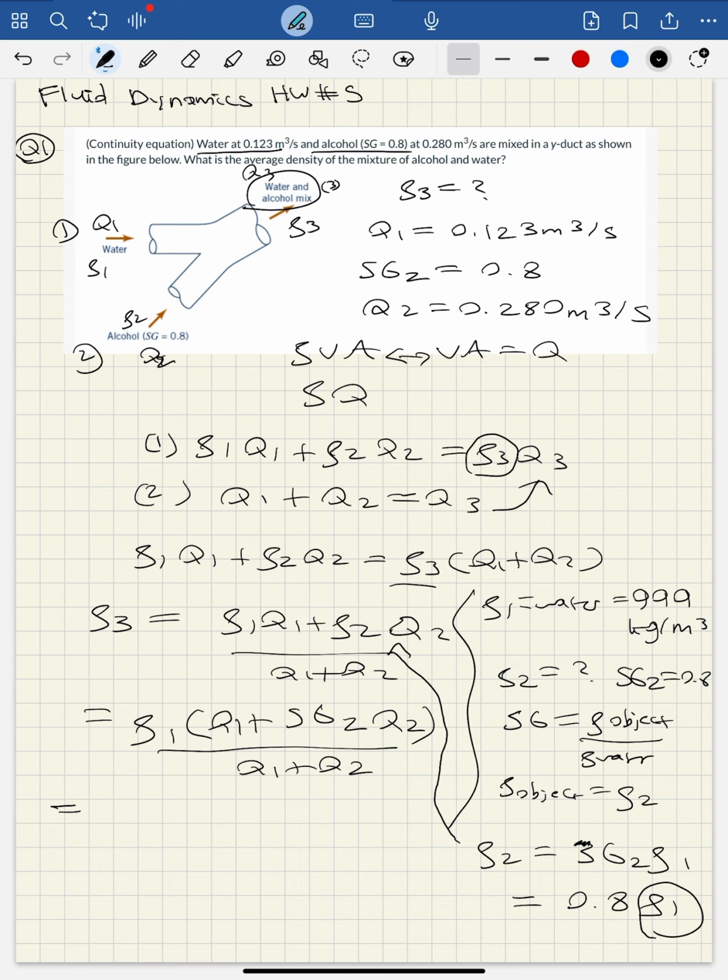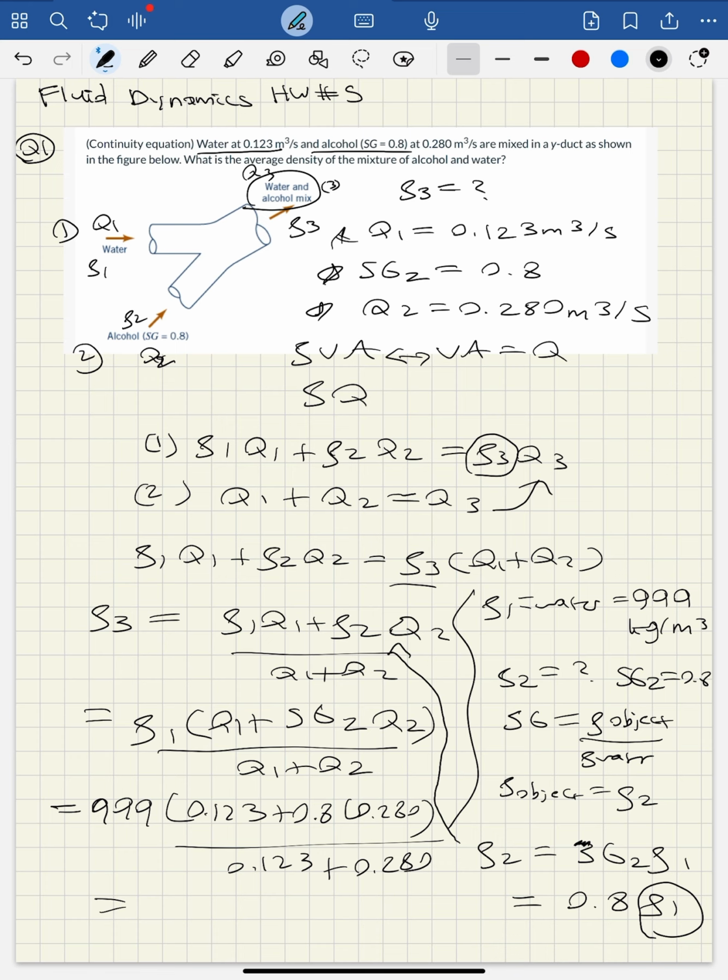Now you have everything. That's going to be 999. Flow rate 1 is right here, so that's going to be 0.123 plus specific gravity. Remember that was this right here, the 0.8. And flow rate 2 is that right there, 0.280. You can worry about the units later, so just go ahead and write the numbers. Let's go ahead and plug this into a calculator.